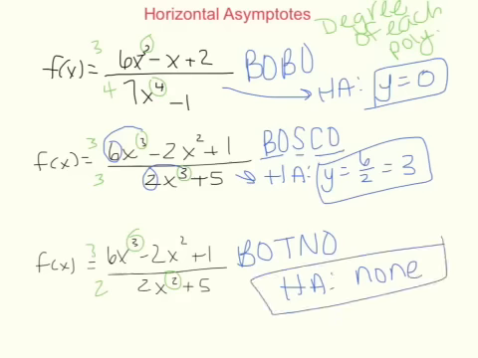All right, so those are the rules for finding a horizontal asymptote. Look for the degree of each polynomial, right? So 3 and 4, 3 and 3, 3 and 2. Bigger on bottom, 0. If they're both the same, use the coefficients, so 6 over 2. Bigger on top, there is none. There's no horizontal asymptote.